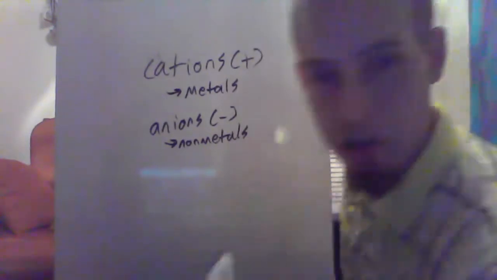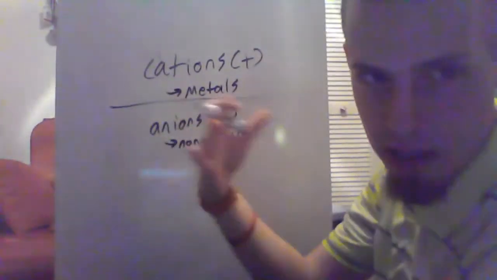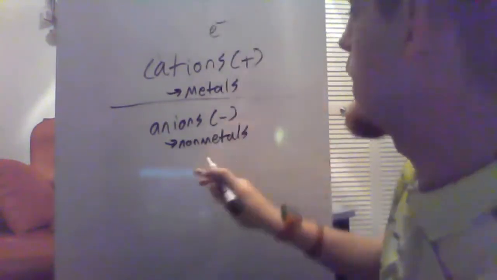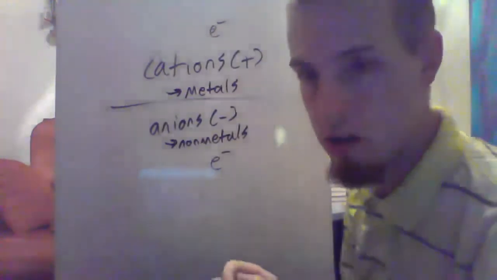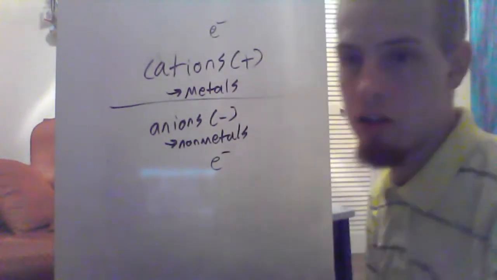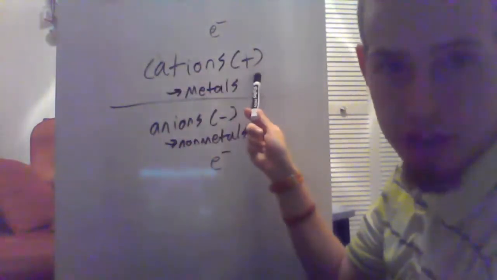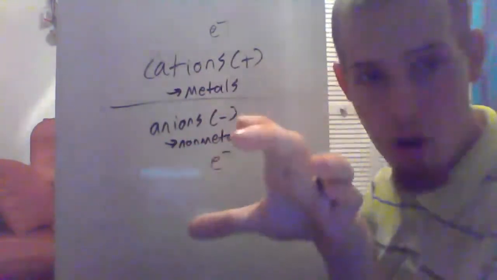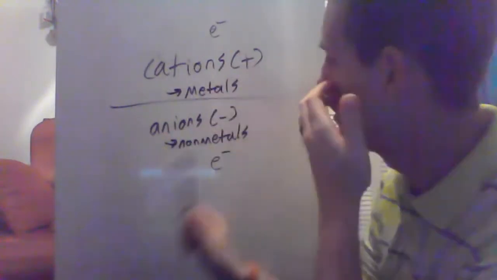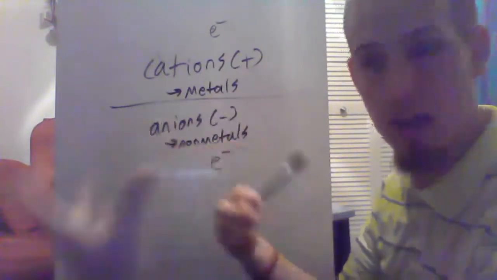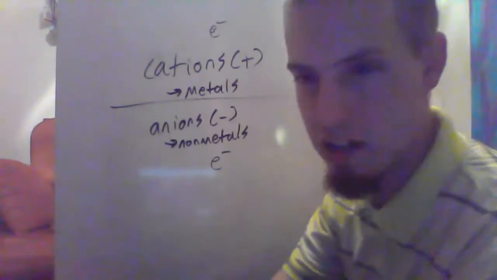So, here's my question to you. If cations are positive, are they gaining or losing electrons? And if anions, are they gaining or losing electrons? Cations, cats have paws. Positive things. Anions, anti, kind of sounds like negative. Which one gains?